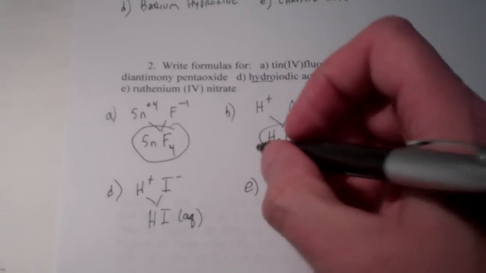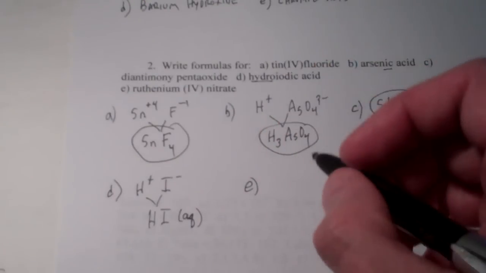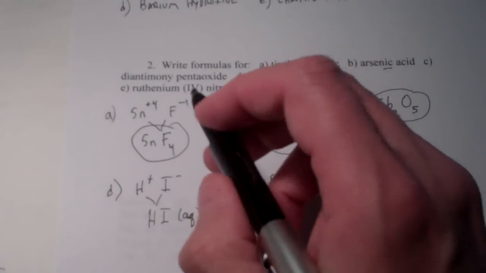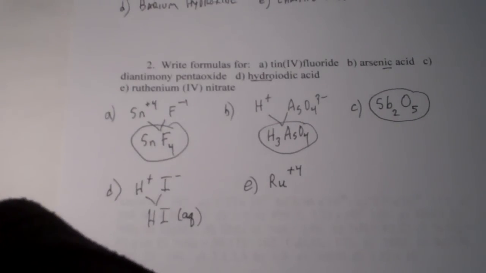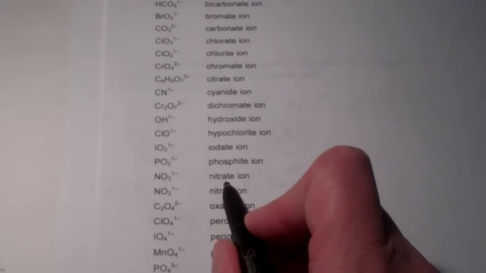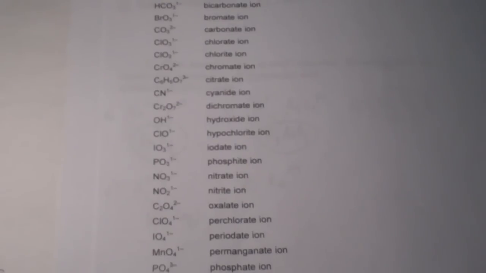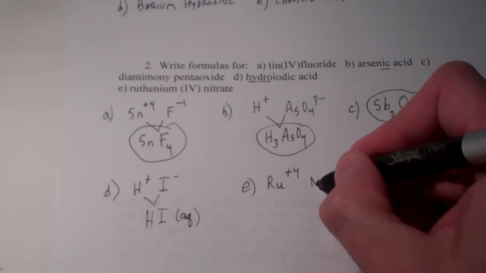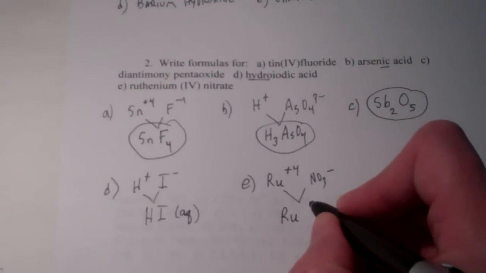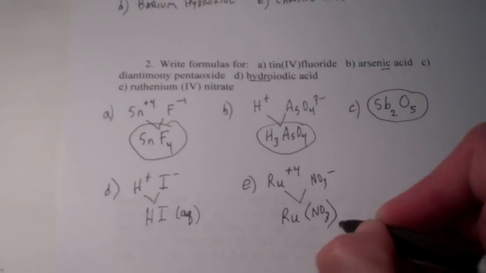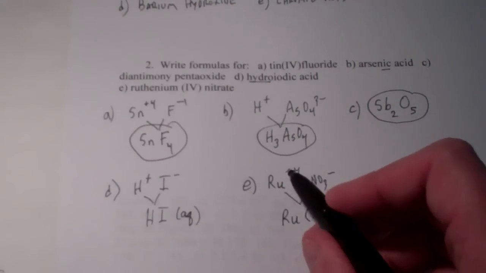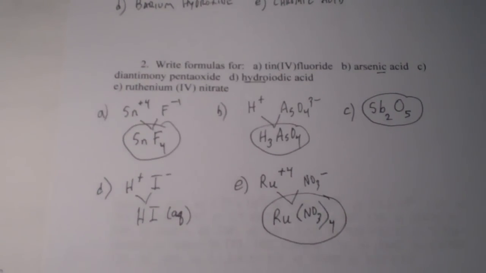And letter E for number 2, ruthenium(IV) nitrate. Ruthenium is Ru. It has a charge of +4. That's what the Roman numeral tells me. Nitrate is right here on our polyatomic ion list. It's NO3 -1. So we would have Ru, and we need more than one of those polyatomics, so we put it in parentheses, and the number that we need on the outside. 4 negatives would balance out the 4 positives.